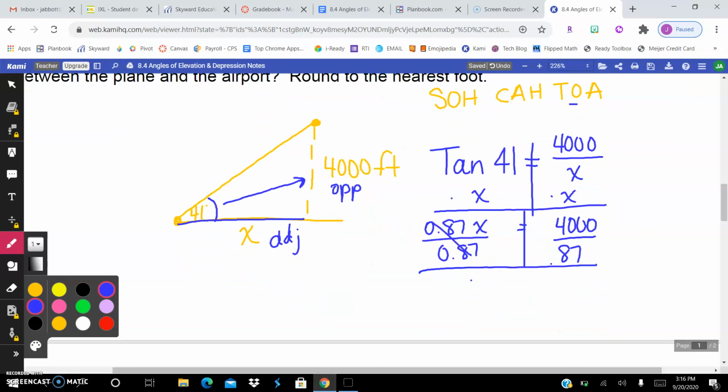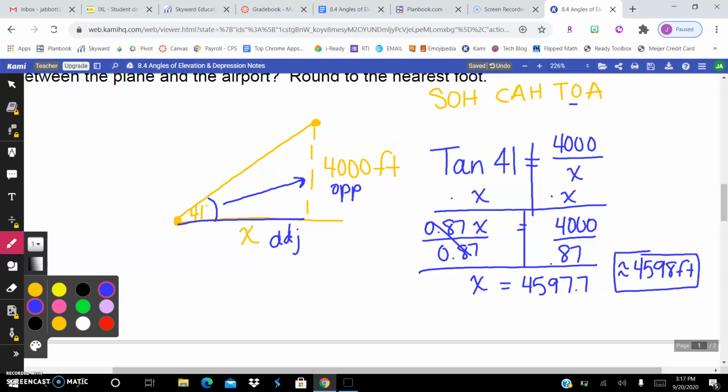So they would cancel here. We have x equals 4,000 divided by 87 hundredths, which is 4,597.7. And it says in the directions to round to the nearest foot. So this would be approximately 4,598 feet.